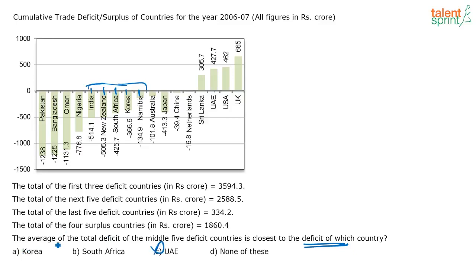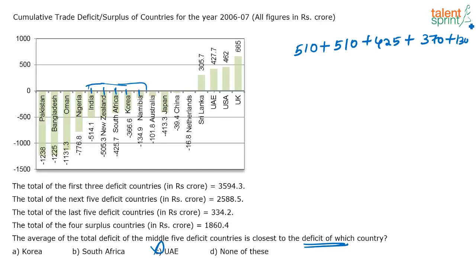Now if you compare these two options, they are also pretty far spaced, so you can approximate and take the values. If India's deficit is minus 514.1, you can take it as 510. Similarly, this one you can also take as 510. Next one is 425. The other one you can take as 370, and then 130. You can approximate it, and you will still get more or less the same answer.